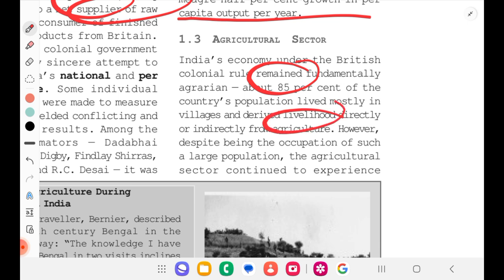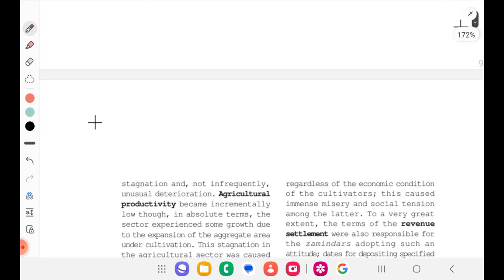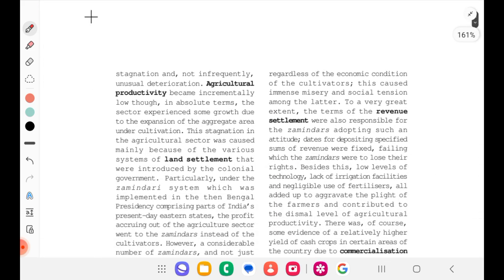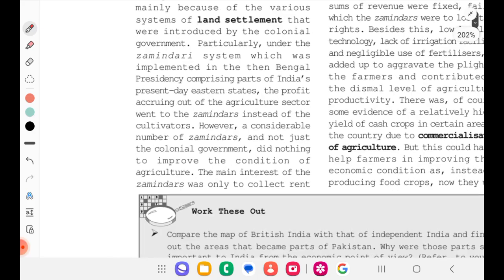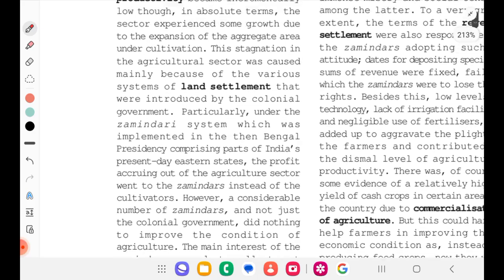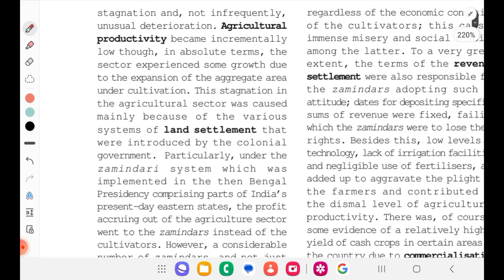However, despite being the occupation of such a large population, the agricultural sector continued to experience stagnation and not infrequently unusual deterioration. Agriculture productivity became incrementally low, though in absolute terms, the sector experienced some growth due to the expansion of the aggregate area under cultivation.